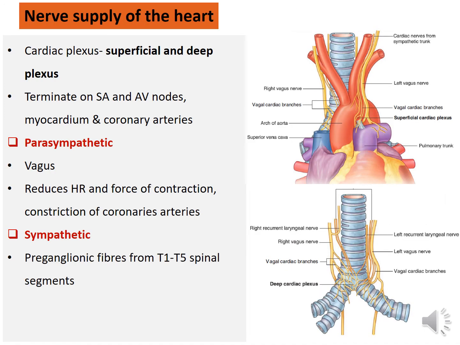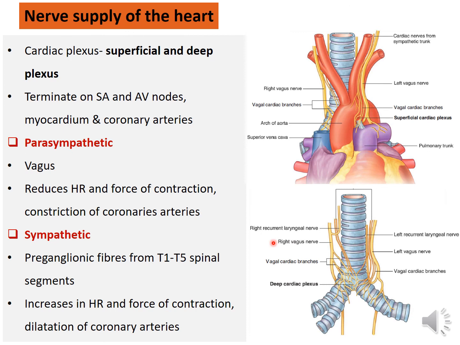Nerve supply of the heart. The heart is supplied by the cardiac plexus, which are contributed by both parasympathetic and sympathetic fibers. The plexus are in the form of 2 sets, superficial cardiac plexus and deep cardiac plexus. You can see the picture. Based on the location, they are named superficial and deep cardiac plexus. They distribute to the SA node, AV node, cardiac musculature and coronary arteries. When I say coronary arteries, particularly the smooth muscles in the wall of the arteries.